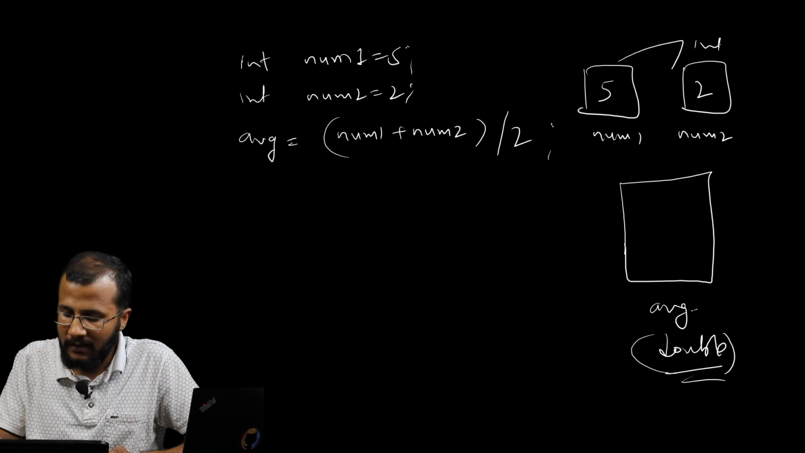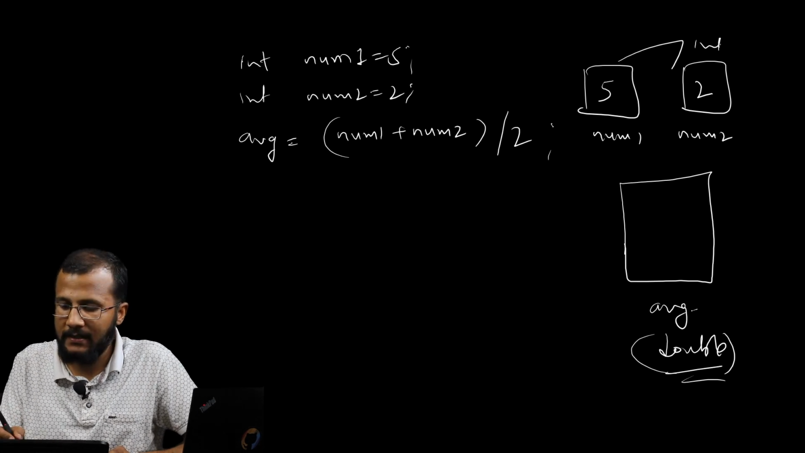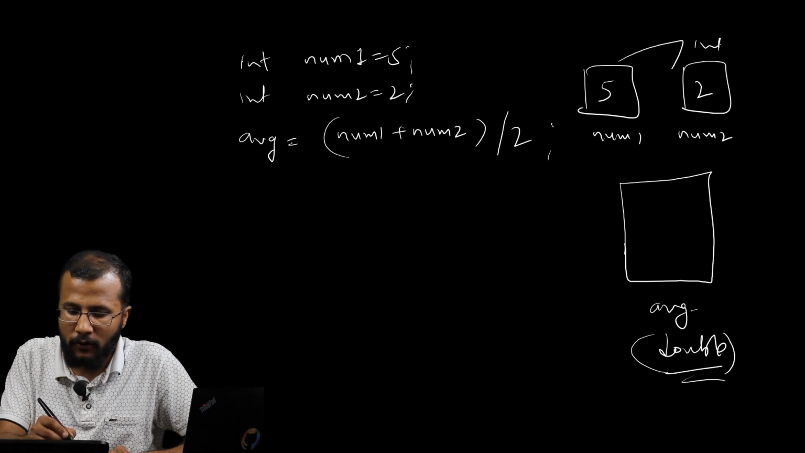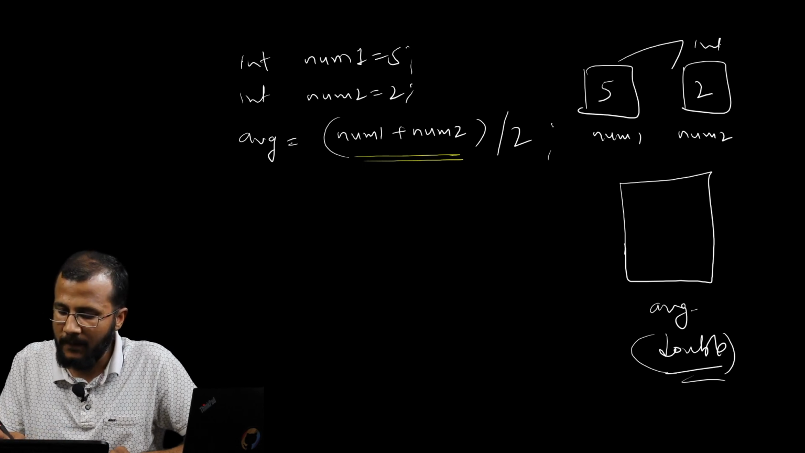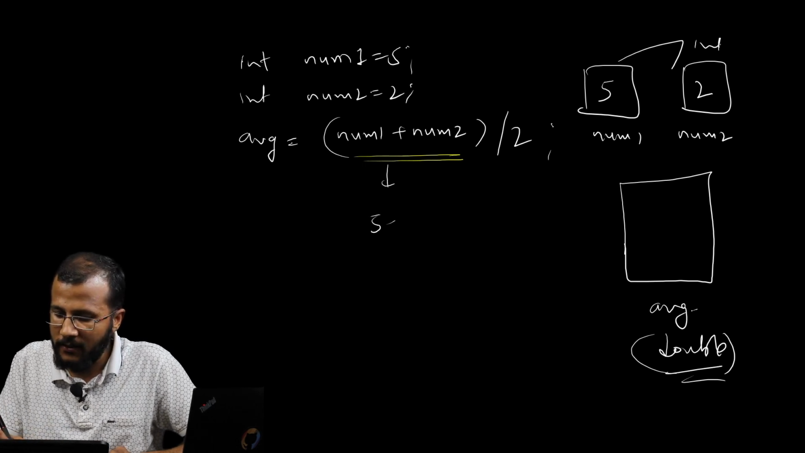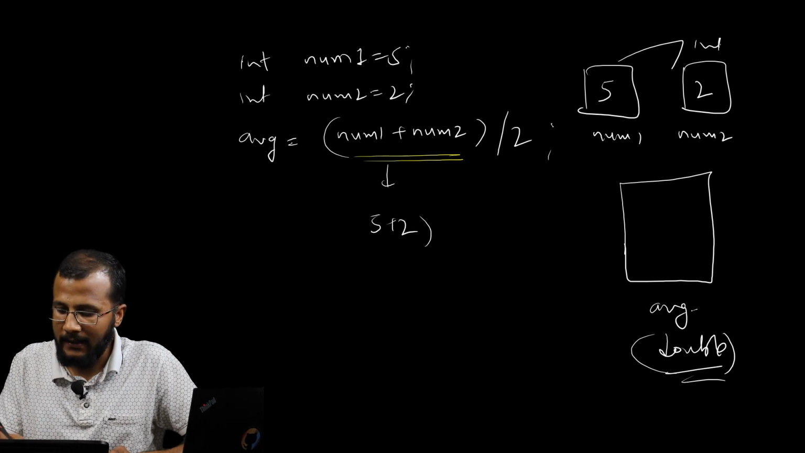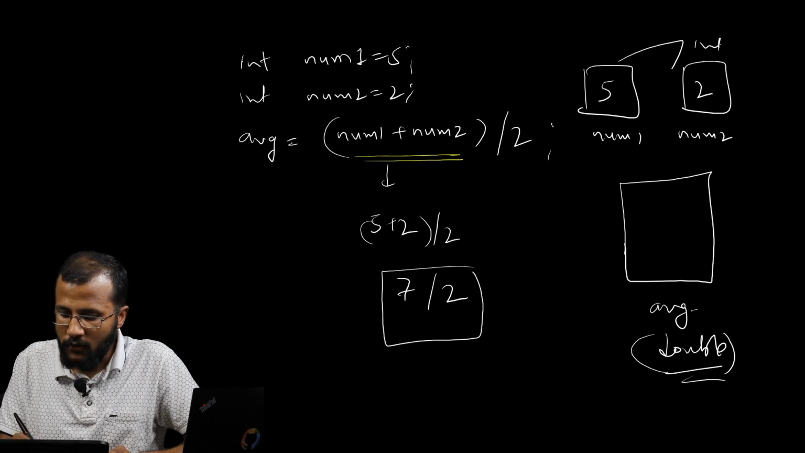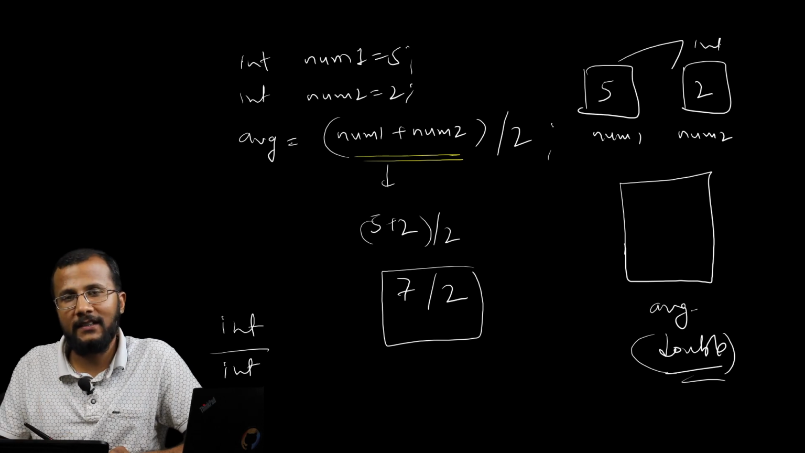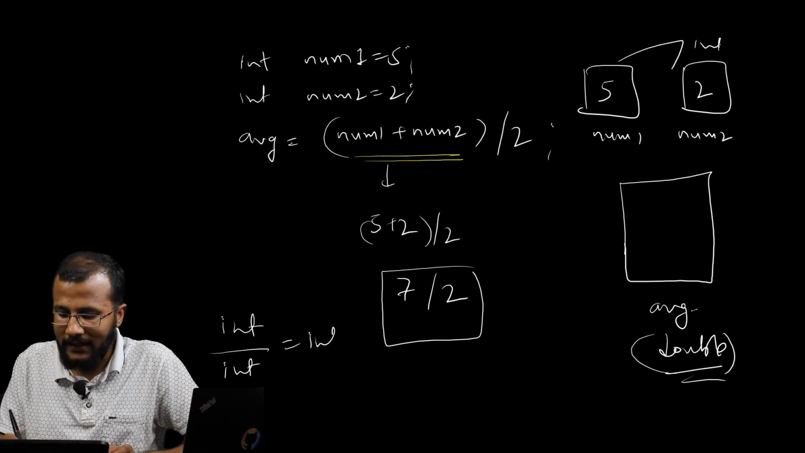Now evaluation happens from the right hand side first, and only then will the equals to be evaluated. According to our precedence rule, the bracket will be evaluated first. So num1 and num2 would be added first, giving 5 plus 2, which is 7. Divide by 2. This is as good as writing 7 divided by 2. So I'm trying to divide an integer number by an integer number, and whenever you divide integer by integer, the answer is also an integer.